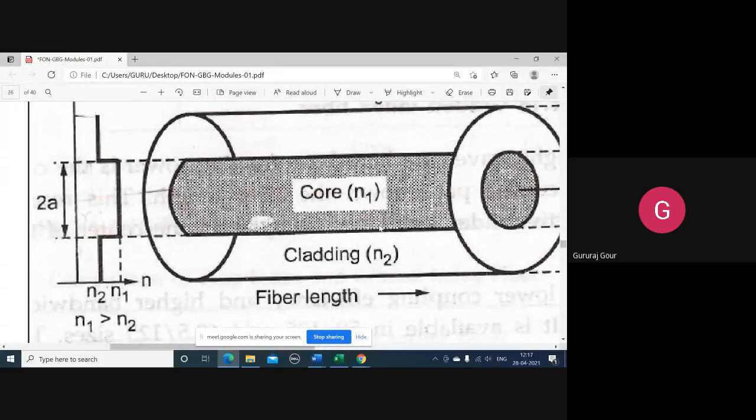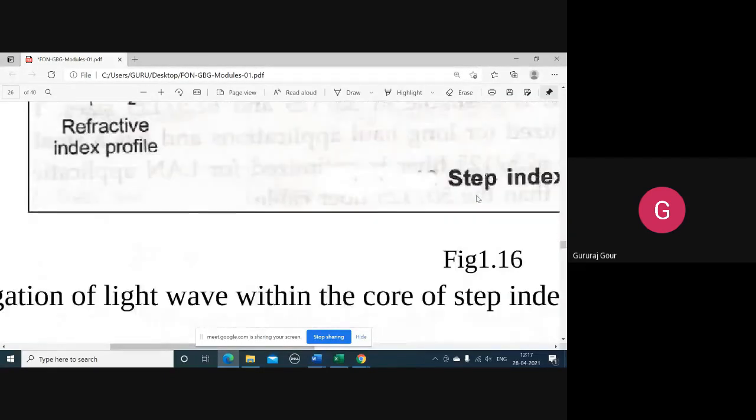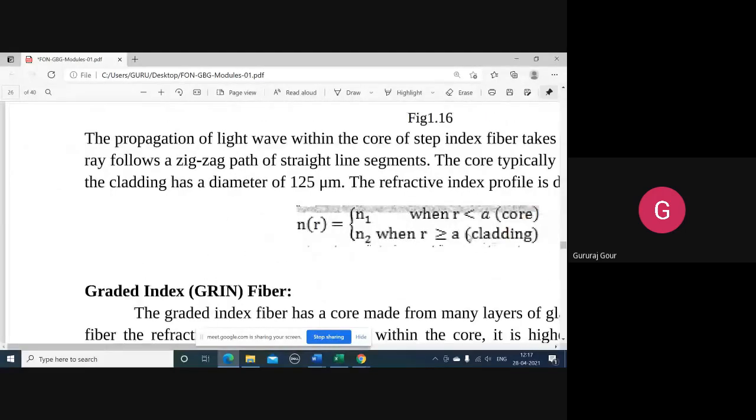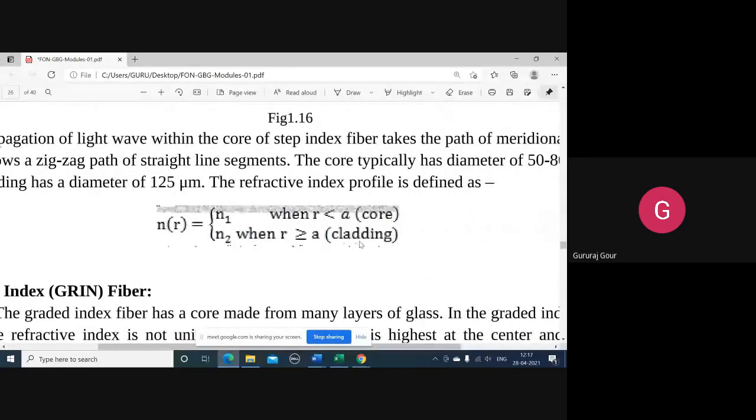2a is the diameter of the core, and N1 and N2 are the indices of core and cladding. This is about the step index, and mathematically it can be represented like this. That is the refractive index as a function of r, the radius of the core. As long as you are inside the core, that is r less than a, its index will be N1, and if you cross this radius, that is the core radius a, you are in the cladding and in the refractive index of N2.